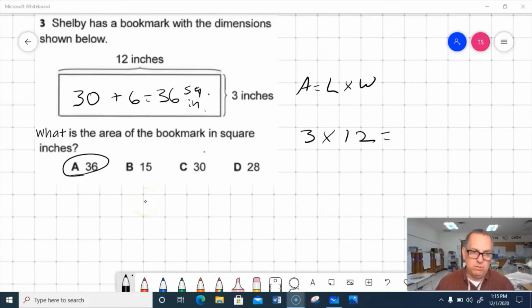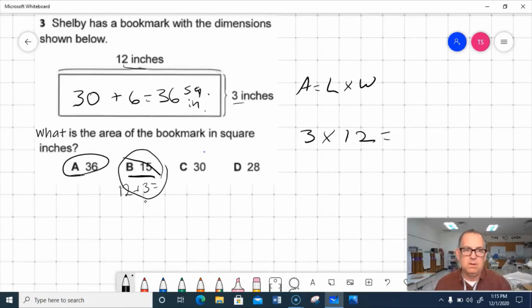Okay, we're going to look at these other answer choices here. I got 15 as one of the answers, and they probably put answer choice B there. 15 is if you added the 12 plus 3, because 12 plus 3 equals 15. So that's how they probably came up with that one, but that's not how we calculate area.